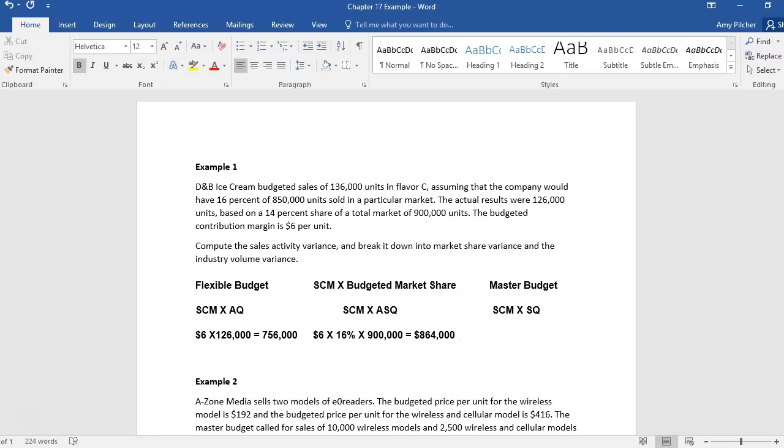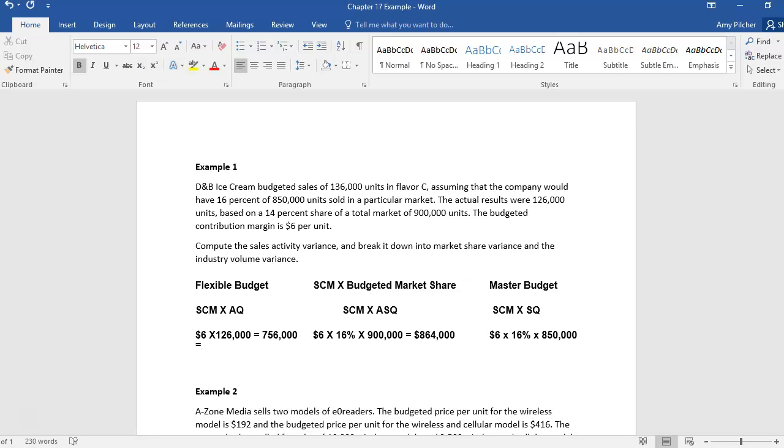Then we have our master budget amount, which is $6 times 16% times 850,000. So this is our normal market share, which equals $816,000.